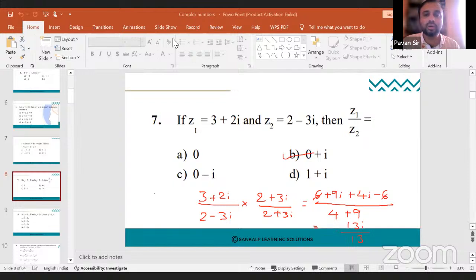Sona Bhavani, it is wrong. Option A is wrong. 13 got cancelled means what is left? It is only left with i. i means it is the imaginary part. Real part is 0, imaginary part is i. So 0 plus i, option B is the correct one. SP Ganesh, your answer is wrong, please make it correct. Is that clear? Next one.